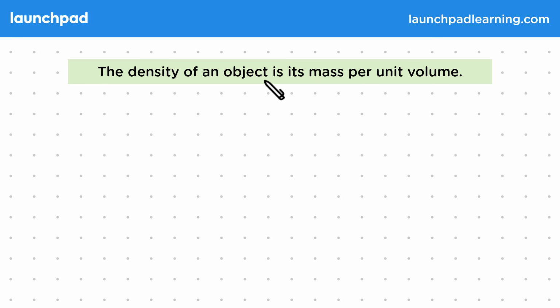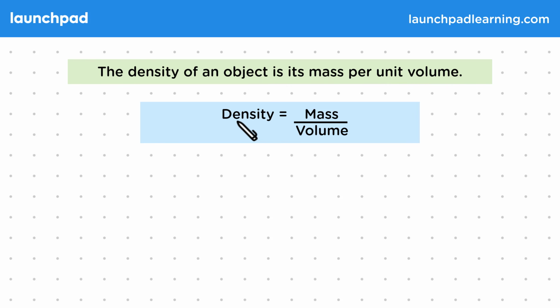The density of an object is its mass per unit volume. So as an equation, that is density equals mass divided by volume. Remember, we can measure the mass using a pan balance and the volume of an object by submerging it in water. In symbol form, that is ρ equals m over v.